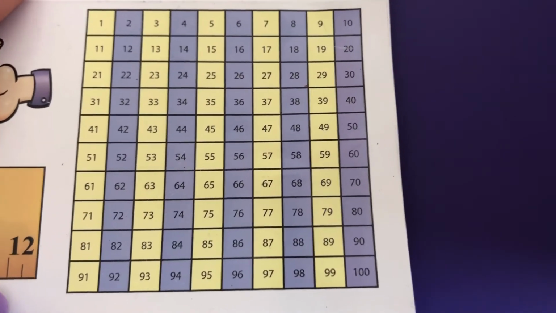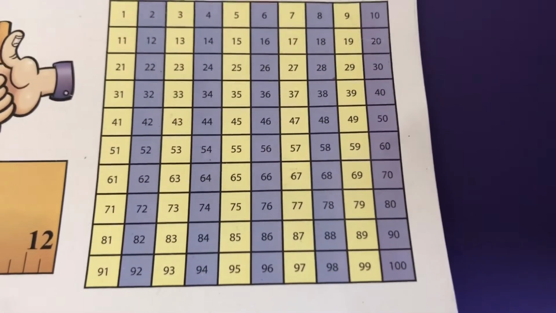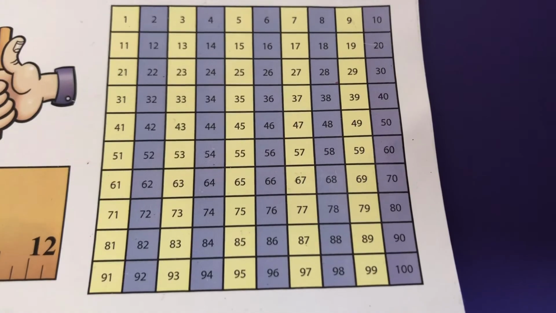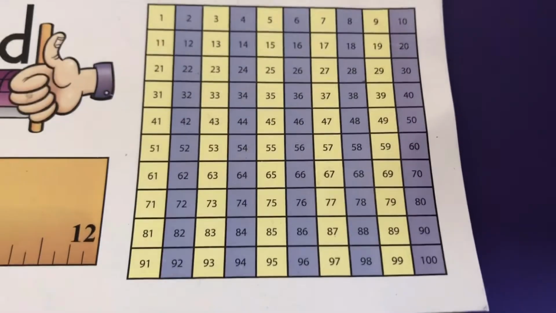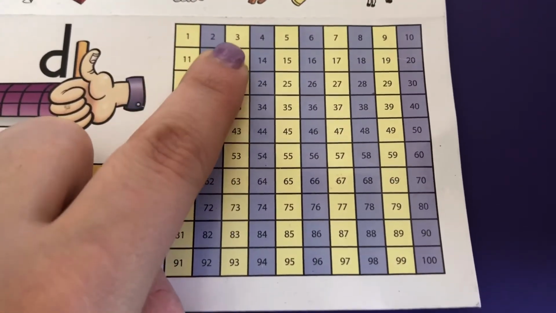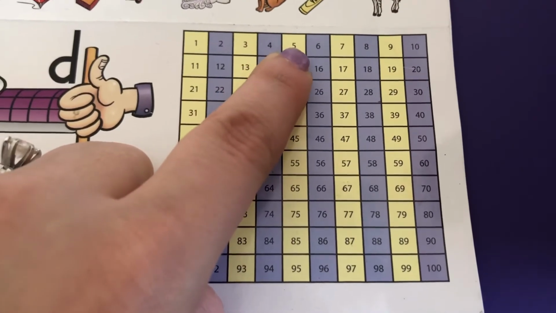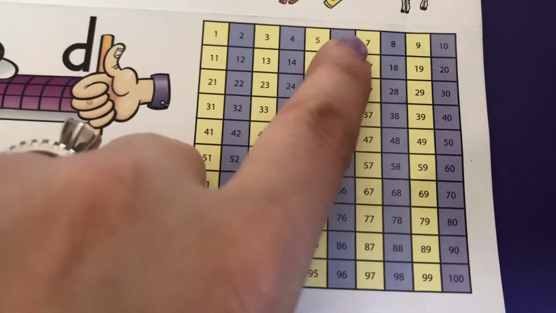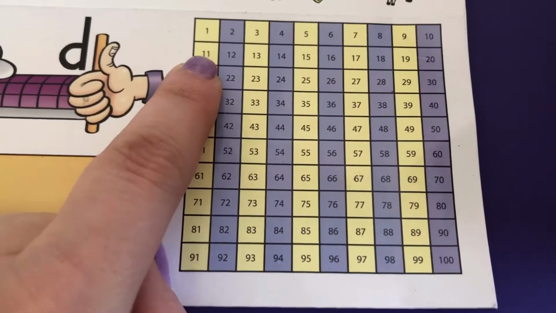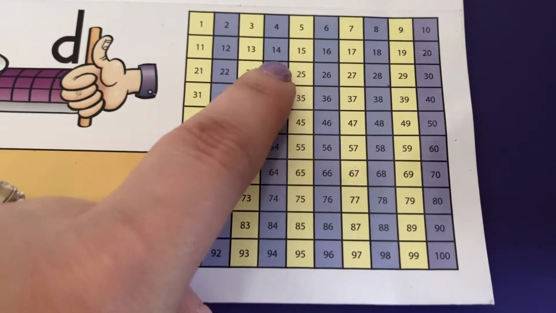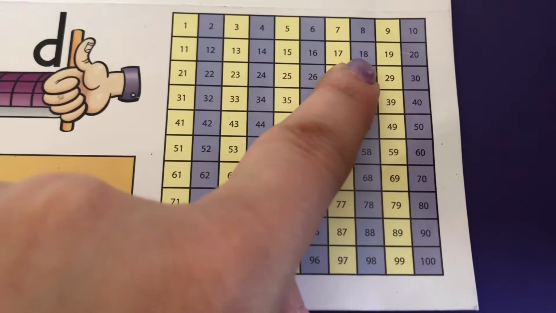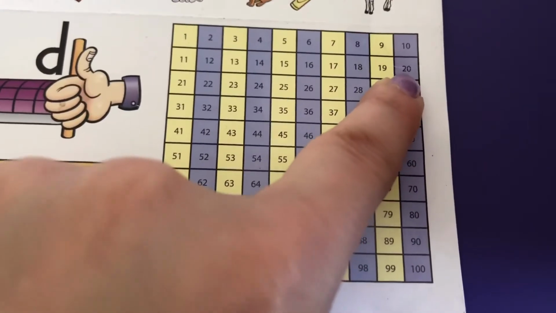Hello everyone, we are going to start with our hundreds chart counting. You can warm up with this any way you would like to. If you would also like to look on YouTube for other ways to count, you can do that too. We are just going to count to 20 today. 1, 2, 3, 4, 5, 6, 7, 8, 9, 10, 11, 12, 13, 14, 15, 16, 17, 18, 19, 20. Good job.